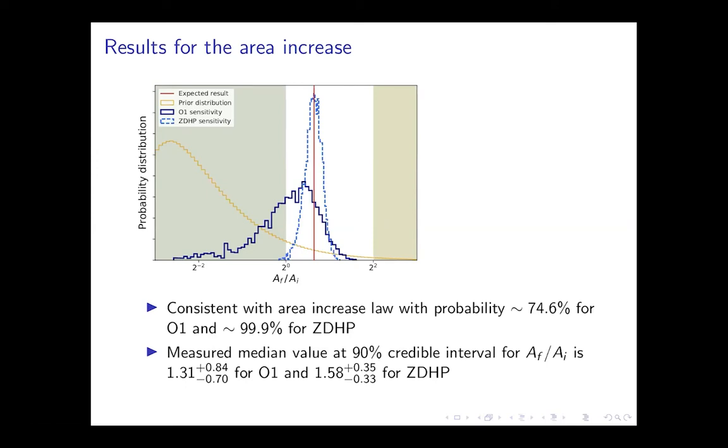And then as the detector improves more and more, by the time you reach LIGO design sensitivity, that's the light blue curve. So then you can really hope to constrain this area increase law to a reasonably good confidence. So this is ongoing work. We can apply this to actual data, and this is an example result based on simulation that I'm presenting here.